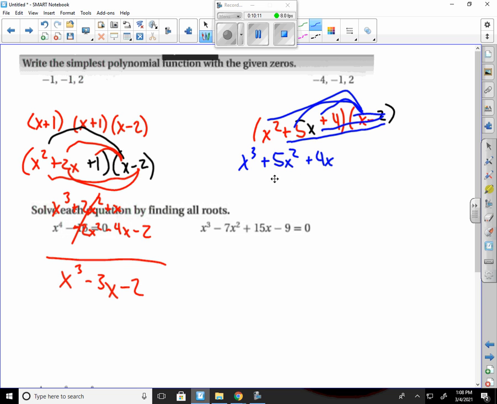Negative 2 times x squared is minus 2x squared. Negative 2 times 5 is minus 10x. And negative 2 times 4 is minus 8. This is x to the third plus 3x squared minus 6x minus 8.